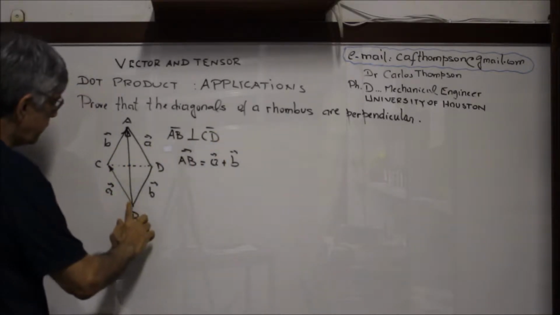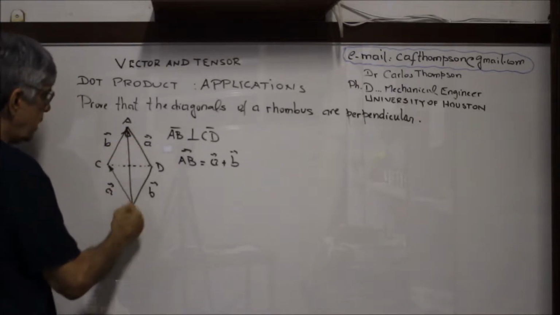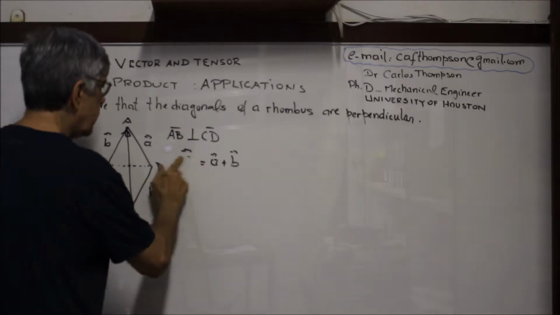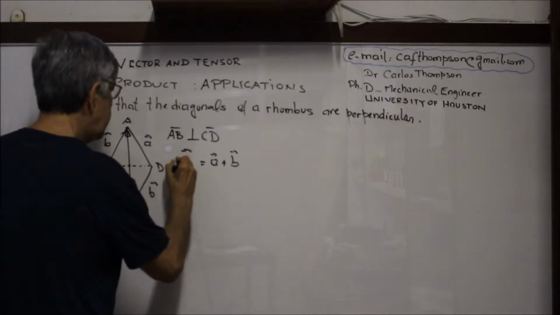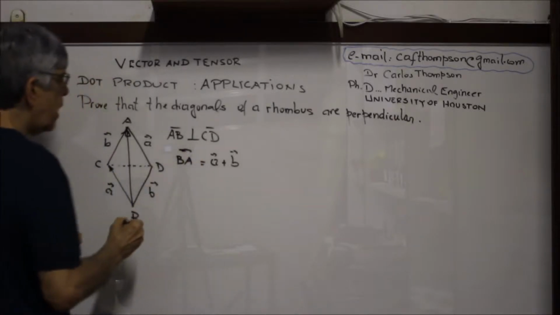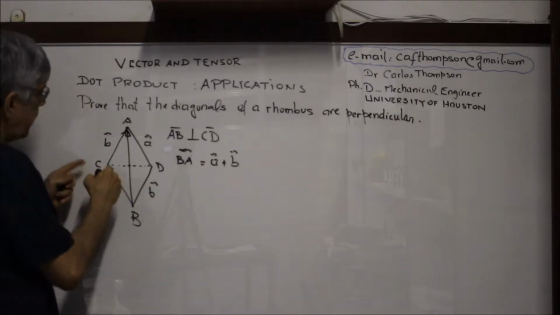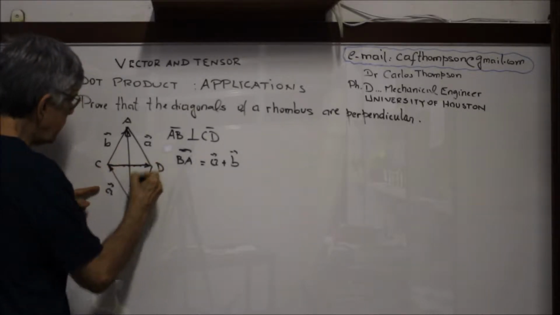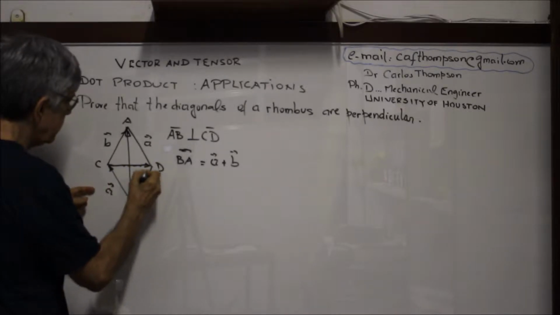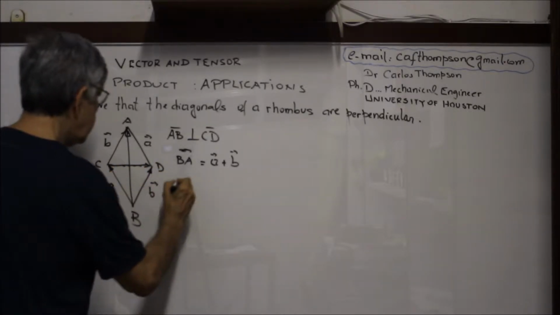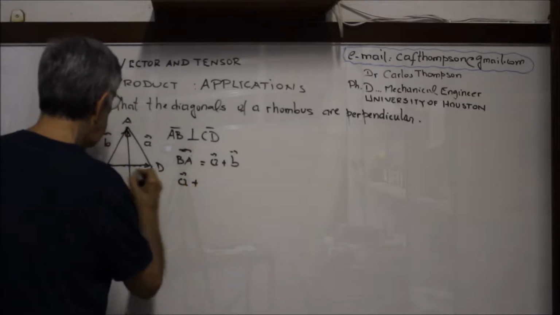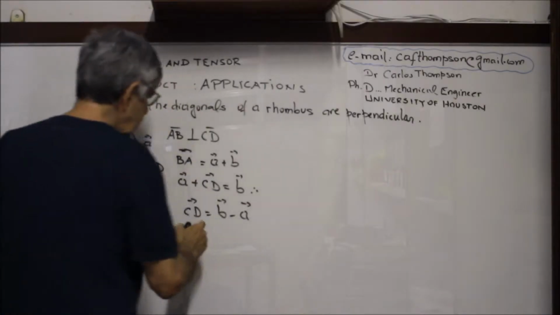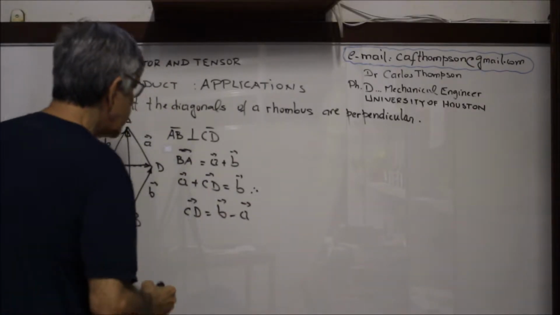Now, we can see here that vector A plus vector B is equal to vector BA. It's better to put BA or AB? Okay, let's put BA. Now here, you have A plus CD, you see? A plus vector CD is equal to B. So CD is equal to B minus A.